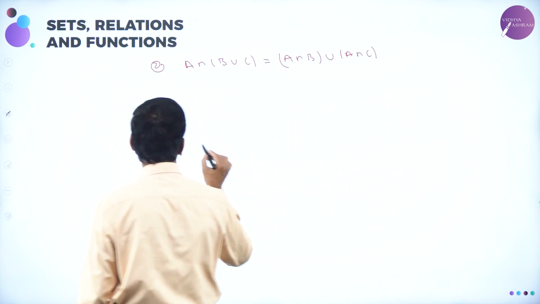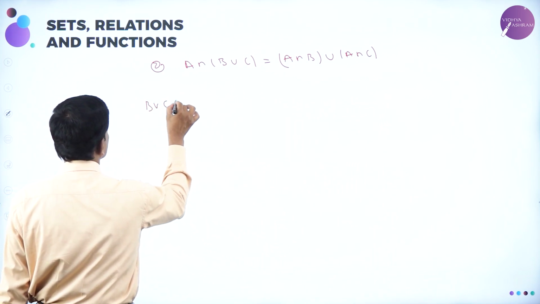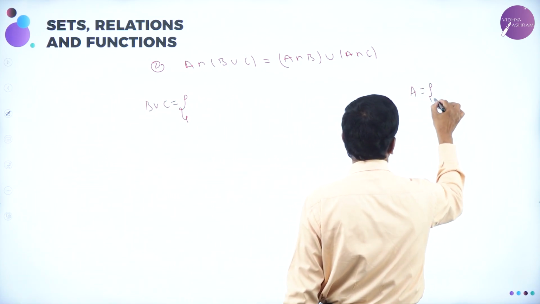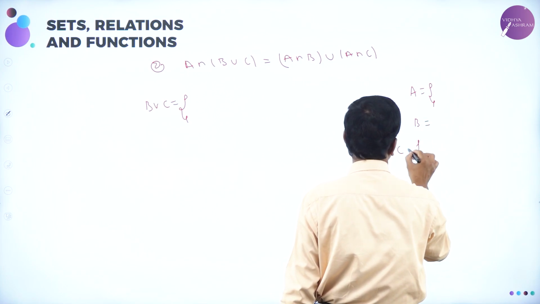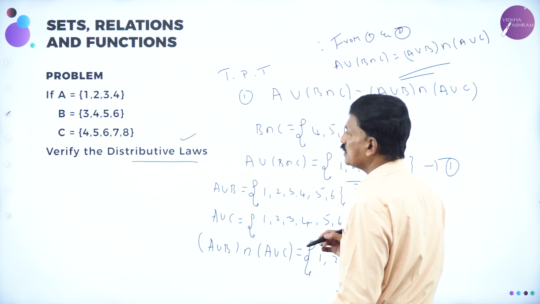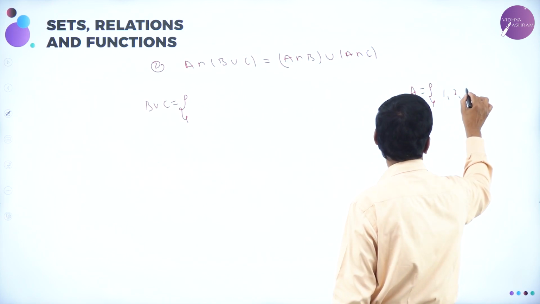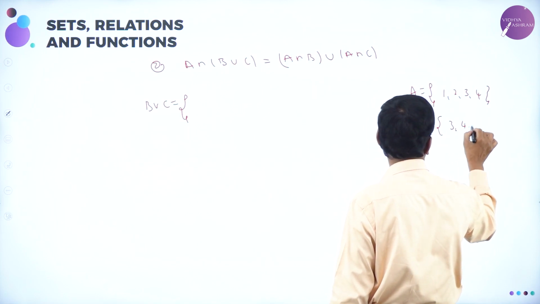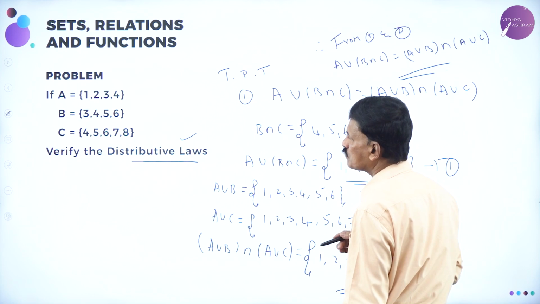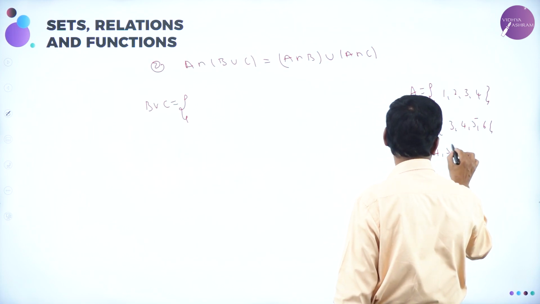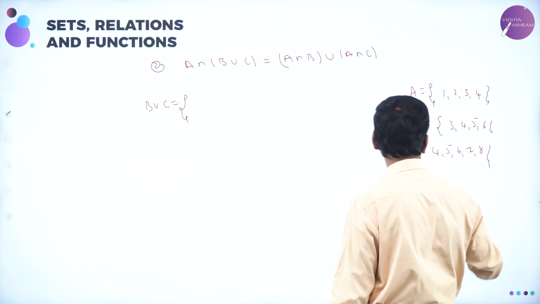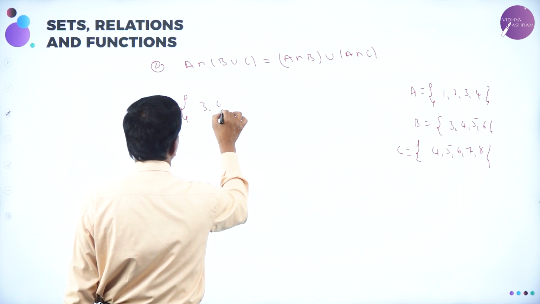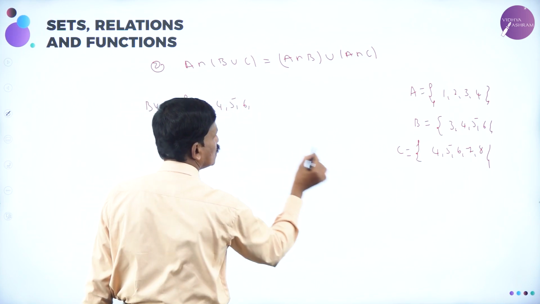Now, let us find out A intersection (B union C). First, write down B union C. Let me write all the elements of A, B and C. A contains 1, 2, 3, 4. B contains 3, 4, 5, 6. And C contains 4, 5, 6, 7, 8. Now, let us write B union C. B union C is 3, 4, 5, 6, then 7, 8.